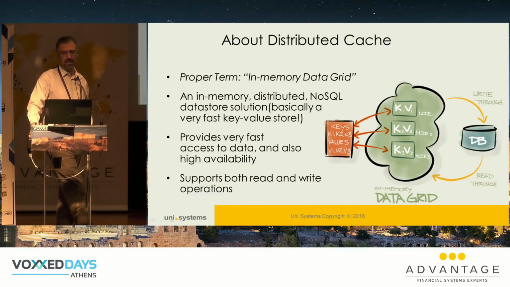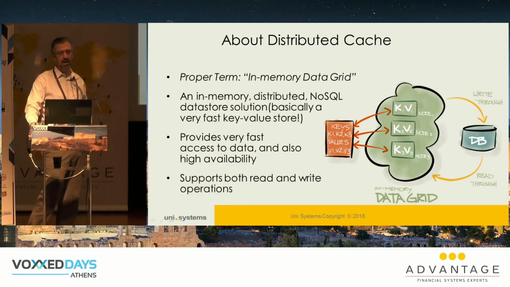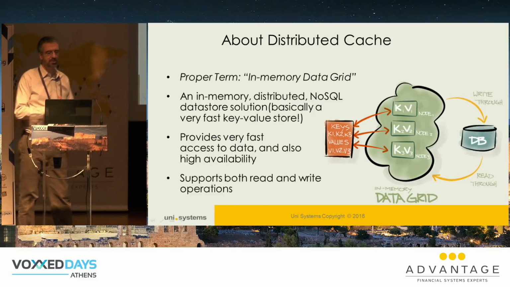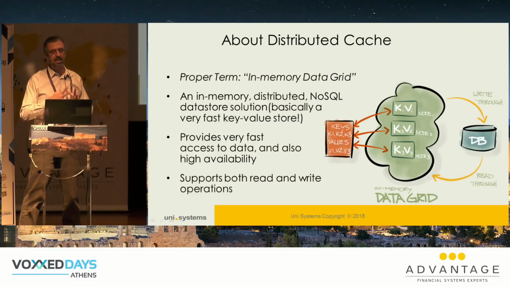Moving on, distributed cache. The proper term for that is in-memory data grid. So it's basically a very fast key value store that is distributed. It's a NoSQL solution that provides very, very fast access to data and supports not only read but also write operations. So it's a key part of any enterprise solution where you have lots of static data involved.